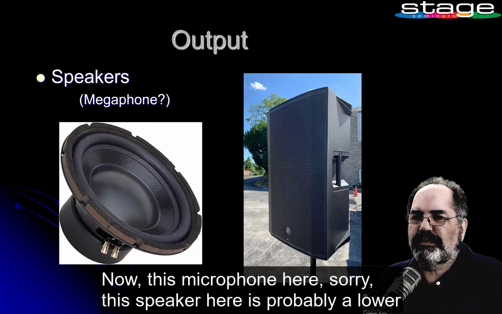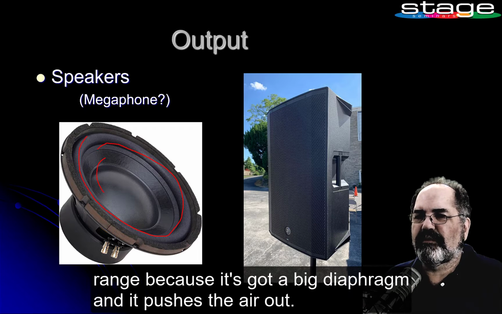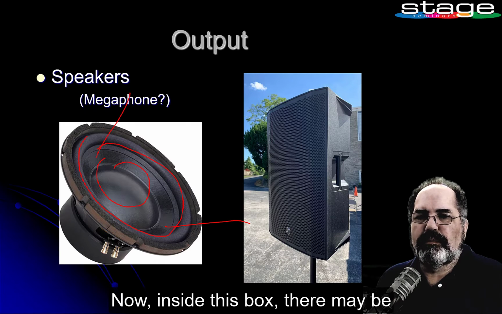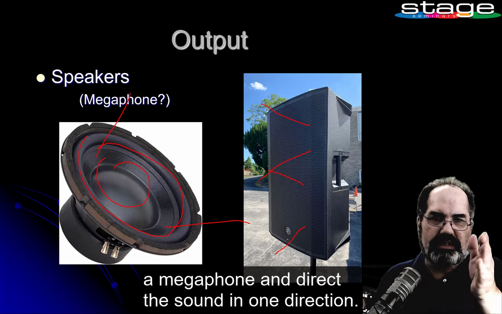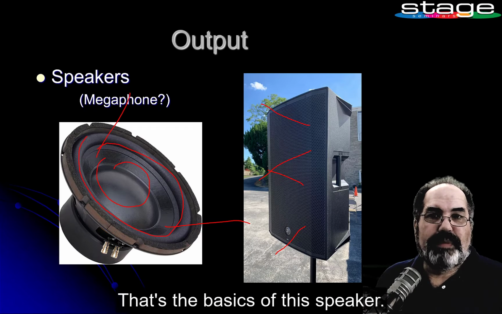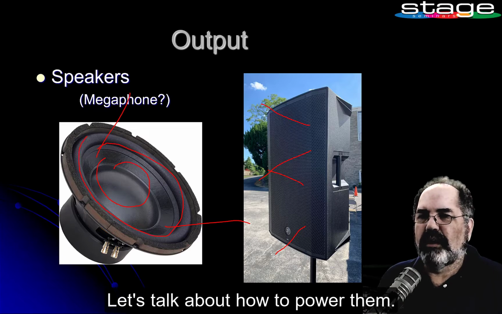Now, this speaker here is probably a lower range because it's got a big diaphragm, and it pushes the air out. Inside this box, there may be cones shaped like megaphones, or the case of the box can be shaped like a megaphone and direct the sound in one direction. That's the basics of this speaker. Let's talk about how to power them.